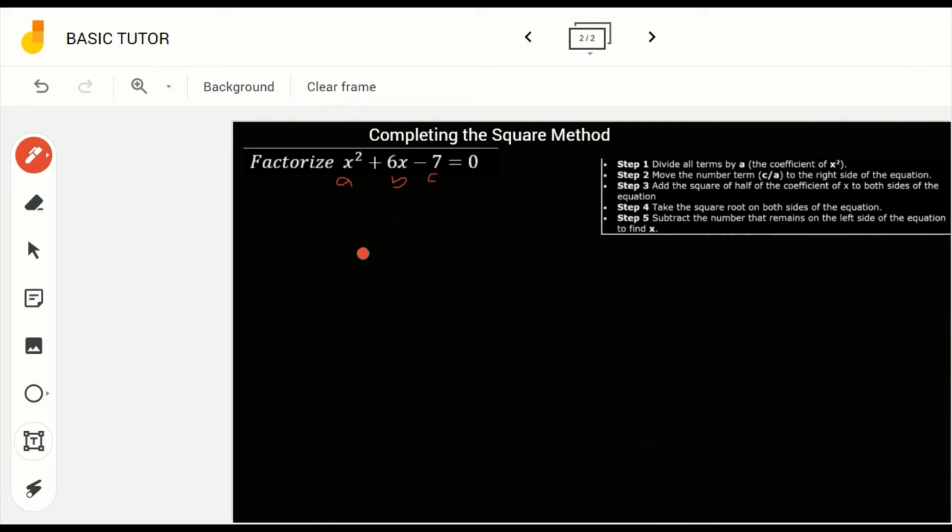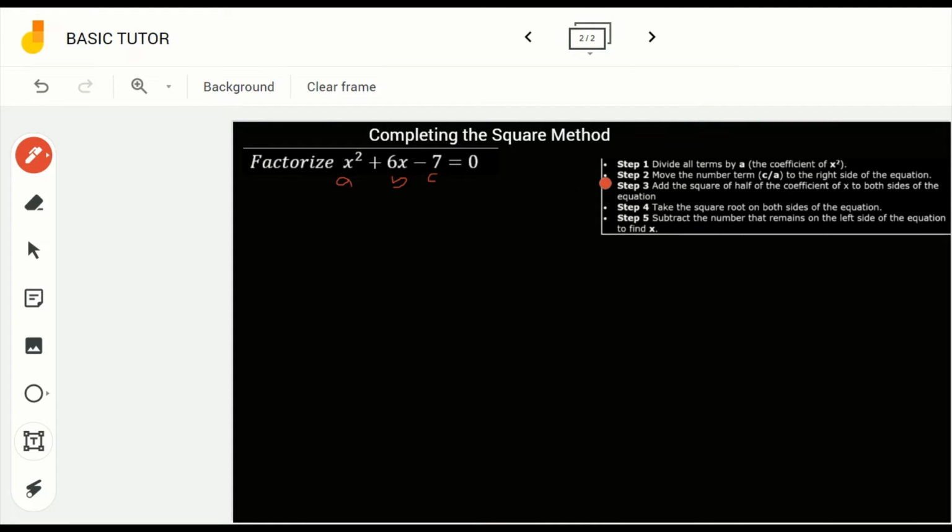Hello, in today's video we shall look at how to use the completing the square method to solve quadratic equations. Now A, B and C represent numbers. A is the coefficient of x squared, in this case it is 1. B is the coefficient of x, which is plus 6, and C is the constant, which is minus 7.